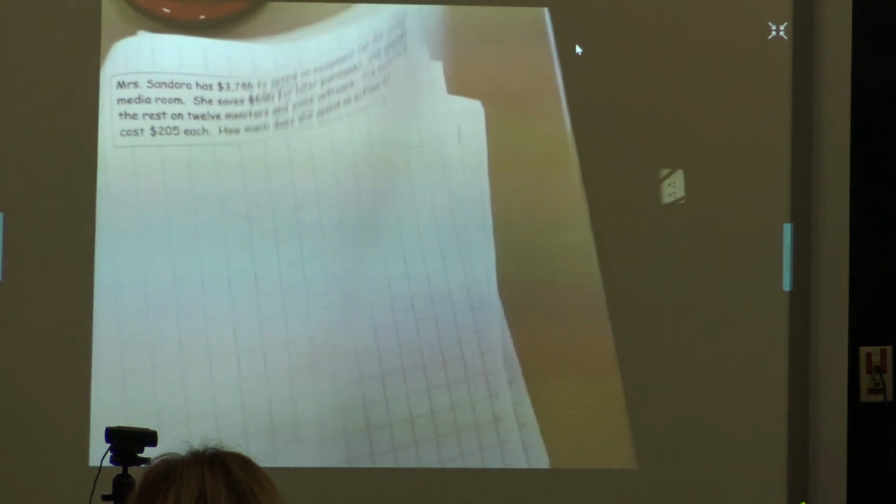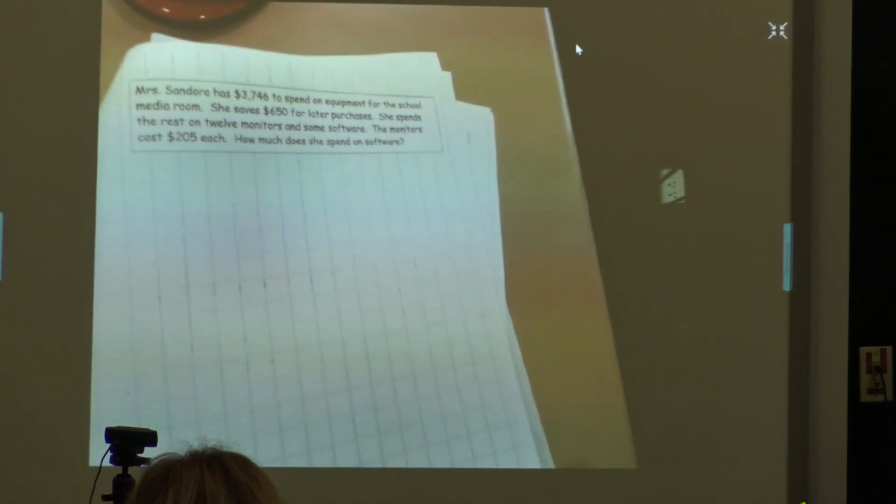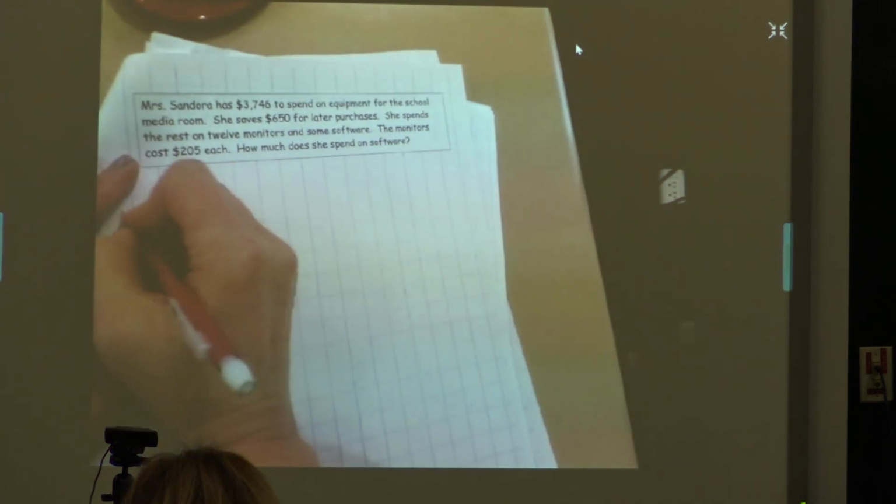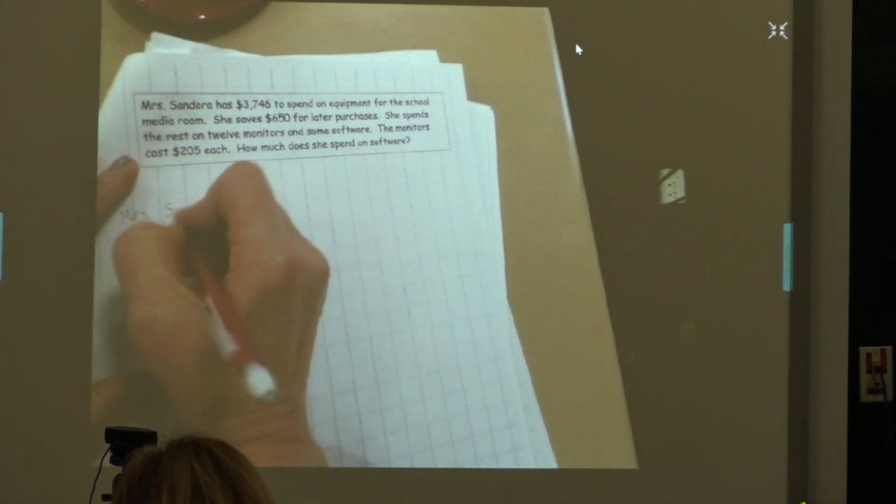So this is actually our last problem for now. I have a challenge on the back page. But you can easily start by looking at number 2, identify the who and the what to start with, right? So who's the who and the what? Mrs. Sandora's money.